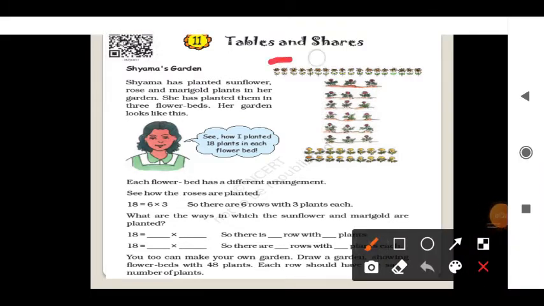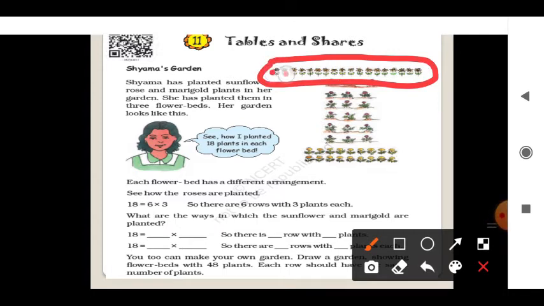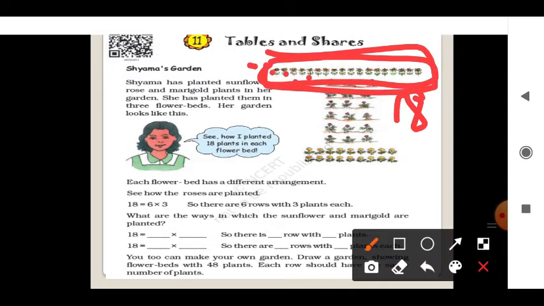See, she planted sunflowers first. How many sunflowers are there? 1, 2, 3, 4, 5, 6, 7, 8, 9, 10, 11, 12, 13, 14, 15, 16, 17, 18. There are 18 sunflowers. How did she plant them? She planted them in only one row. 18 plants in one row.